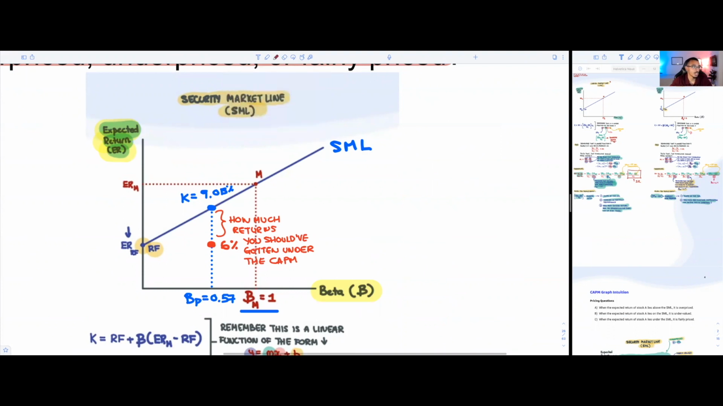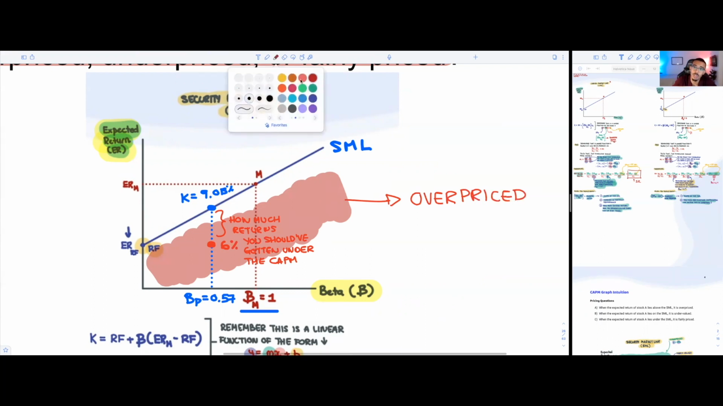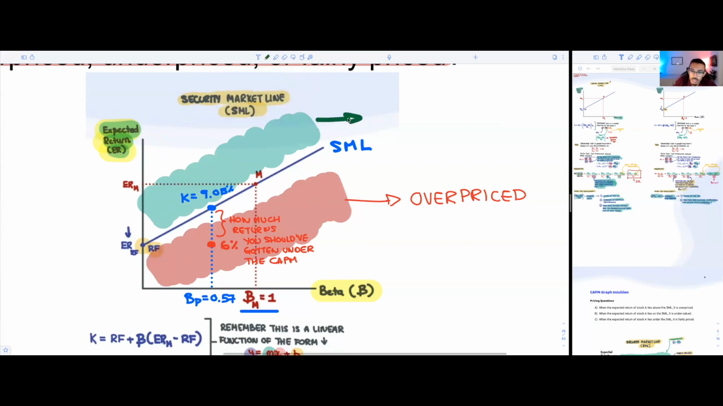What this is telling us is that any point below our SML line, we actually get some pretty good insights. It would mean that right now, for that given level of risk, we're not making enough returns. So we could highlight everything underneath the SML right here, as being an asset that is overpriced. And any asset that is over the SML line, making more than the required rate of return for that given level of risk, will be considered to be underpriced.